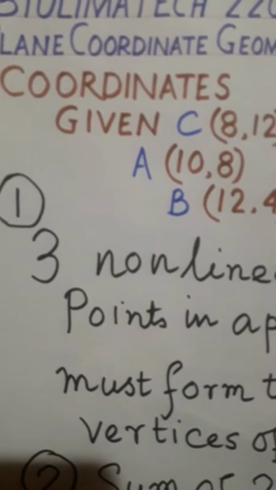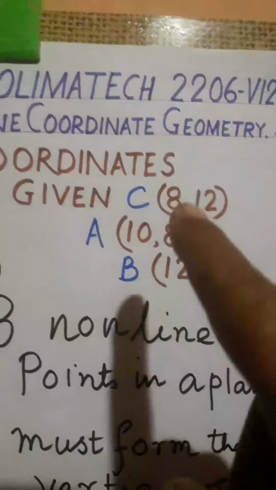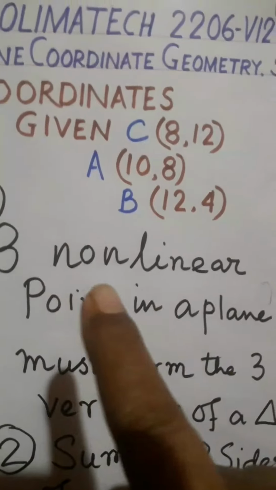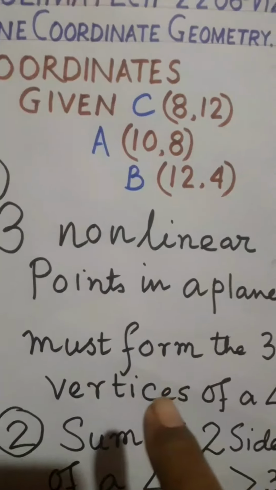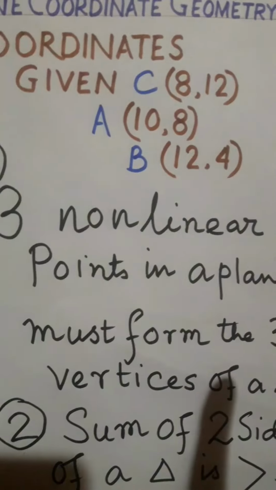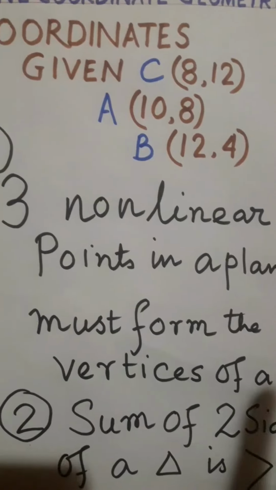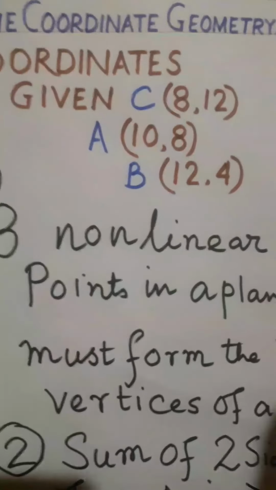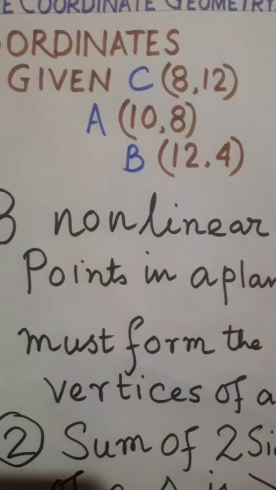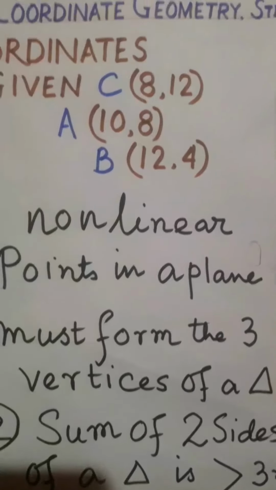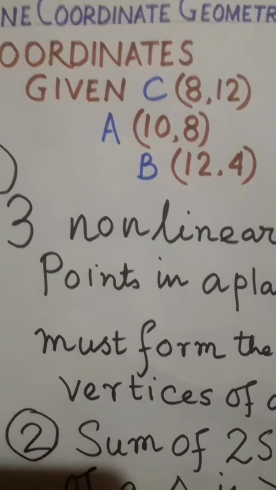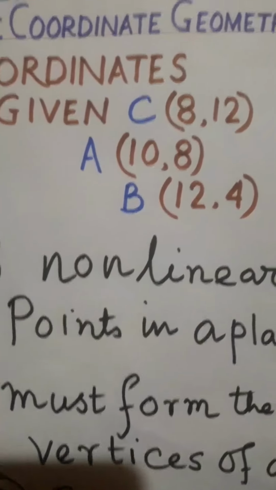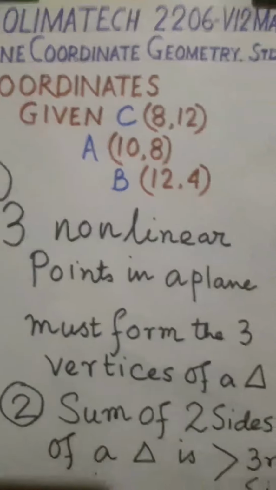First point is, if there are 3 non-collinear points in a plane, they must form the 3 vertices of a triangle, because there can always be straight lines drawn joining 2 points, and likewise when 3 points are given, 3 straight lines can be drawn, and definitely these will be the 3 sides of a triangle, because the points, while lying on the same plane, must form the 3 vertices of a triangle.